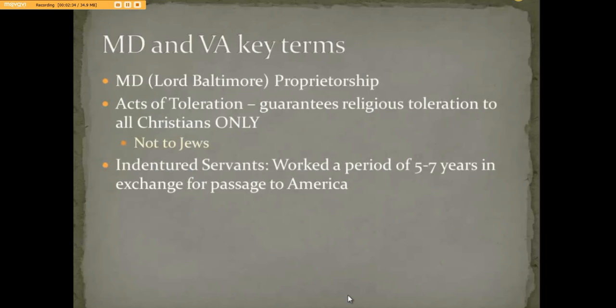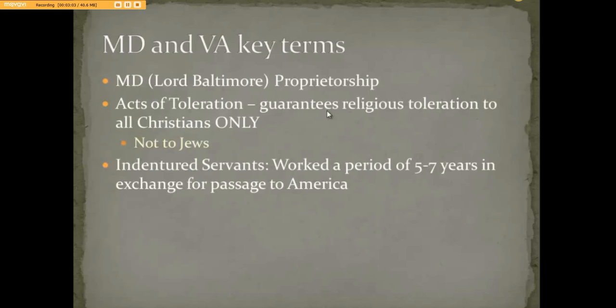Some key terms associated with Maryland and Virginia. Maryland, Lord Baltimore, again, it's a proprietorship. In Maryland, the Maryland Acts of Toleration are passed, and this is one of several different types of religious freedom ideas that you need to know from early American history. And it guarantees religious toleration to all Christians only. This did not apply to Jews. This did not apply to any other group besides Christians. And predominantly, Maryland was established as a safe haven for Catholics.